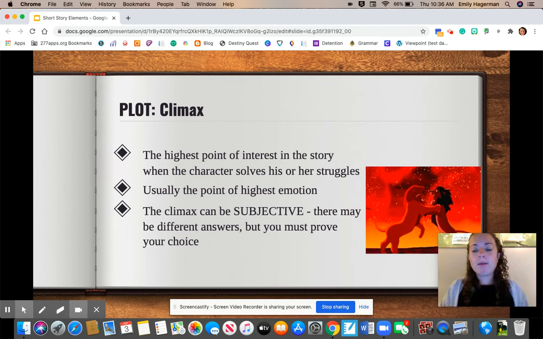Maybe it's when he makes the decision to go home and face Scar. Or is it the actual fight and they're resolving this conflict between each other, and he's trying to take back his Pride Rock? Both could be correct answers. Either one you could argue as like the highest emotion, the point of no return, this turning point. Again, as long as you support your answer with evidence, with your reasoning, you'll get it right.